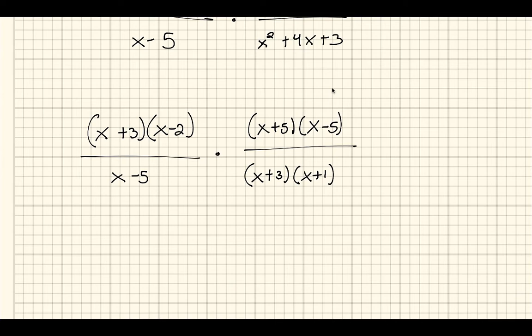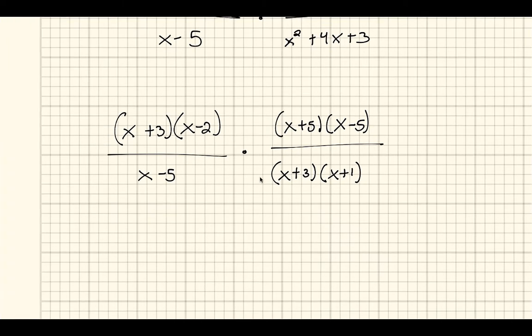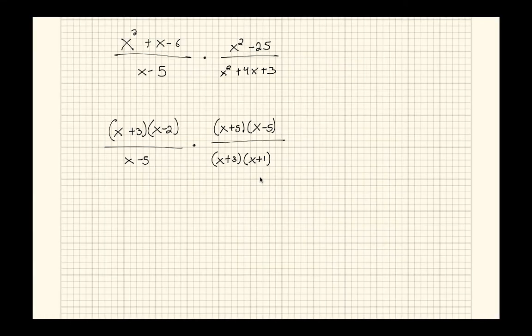Now, when we're trying to multiply and simplify these things, in order to simplify, all we're doing is identifying common factors. The top has a factor of x minus 5, and the bottom has a factor of x minus 5. Top has a factor of x plus 3, bottom has a factor of x plus 3. So those are going to be canceled. x plus 3 over x plus 3 is 1. x minus 5 over x minus 5 is 1.